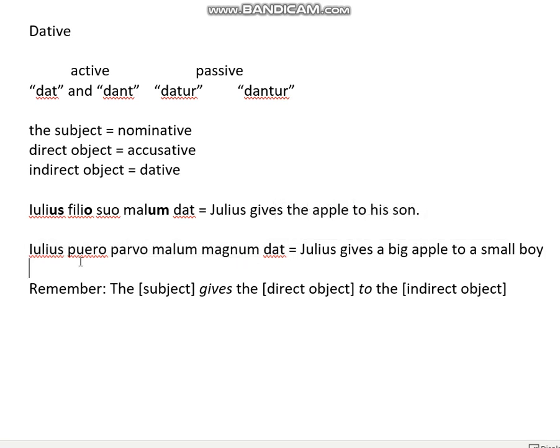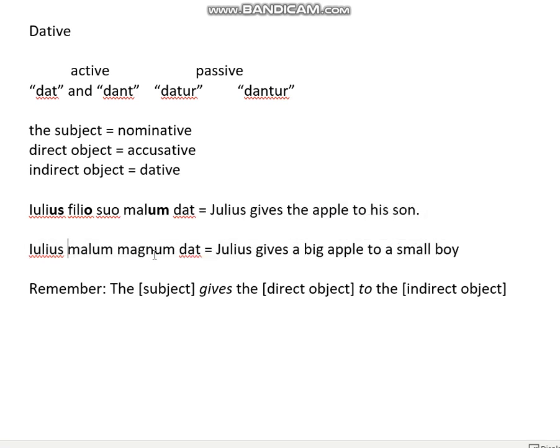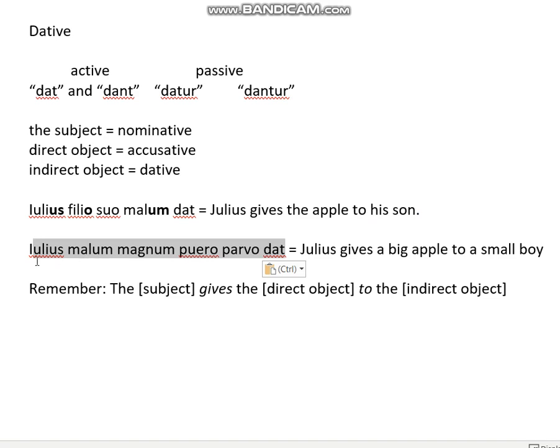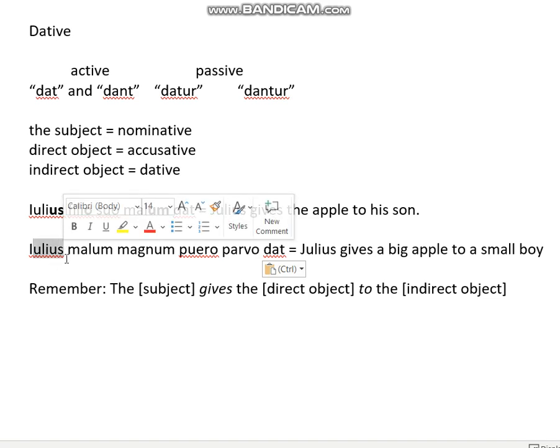Allow me to prove this to you. I'm not sure why this would necessarily prove it to you, but just trust your Latin teacher. So if I were to rearrange the words in this order, Julius malum magnum puero parvo dat, which is one of the word orders that I am going to be giving you on your worksheet, you still need to translate it the same way, as Julius gives the big apple to the small boy. Why? Because of the ending, you can see the malum magnum means that, well, technically this is neuter, so it could be nominative, but we already have Julius, so we know that this is the nominative word.